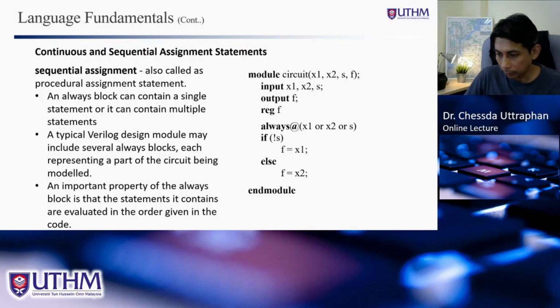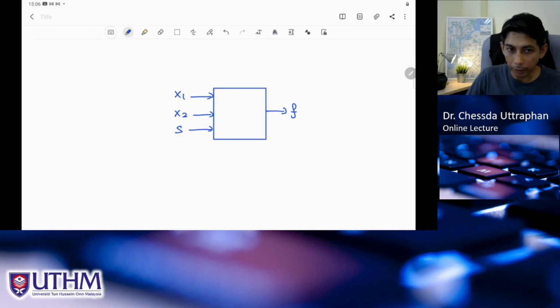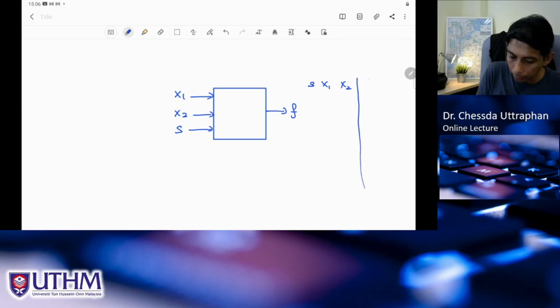So we can maybe create the truth table for this behavior, right? So we have x1, x2, and s as inputs, and f for the output.